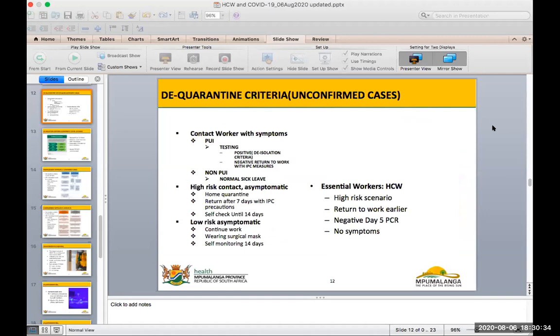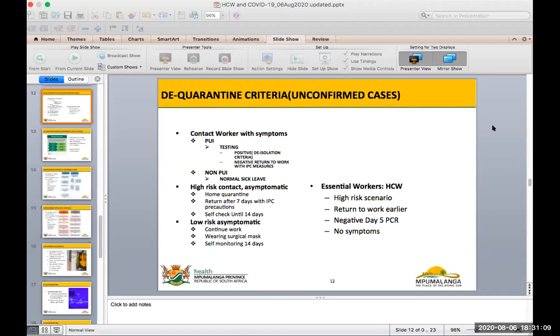You get a contact worker with symptoms. So now you need to assess if those symptoms qualify the person to be a PUI, patient under investigation. If the patient qualifies to be a PUI, then you'll have to test the staff member. And if the results are positive, you follow the isolation criteria, which I'll discuss later. If the results are negative, the healthcare worker has to return to work, but following IPC measures: wearing a mask, washing hands and sanitization, and keeping social distance.